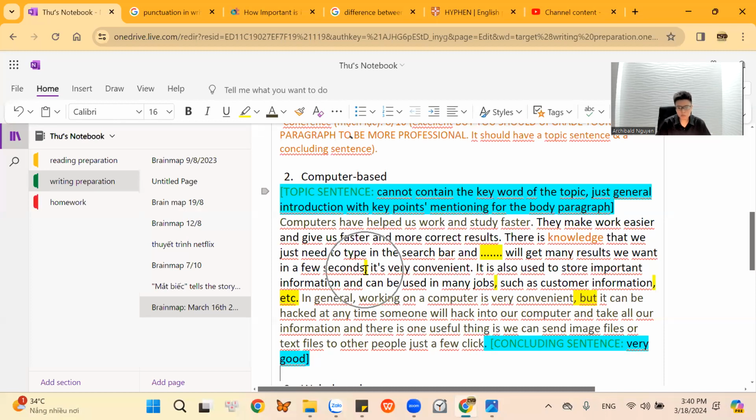and the sentence before it, and we'll get many results we want in a few seconds. You cannot combine the two sentences together with a comma. Here you should replace the comma with a word like therefore or however, or whatever word you can think of, to connect these two sentences together. And "will", see, here, "will", what is the subject of the word "will"?